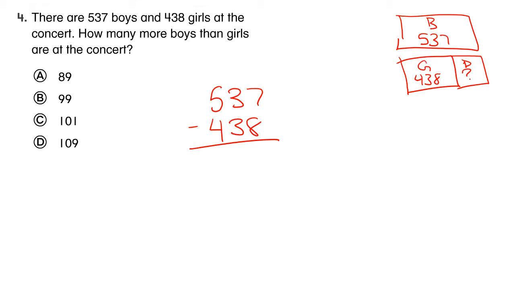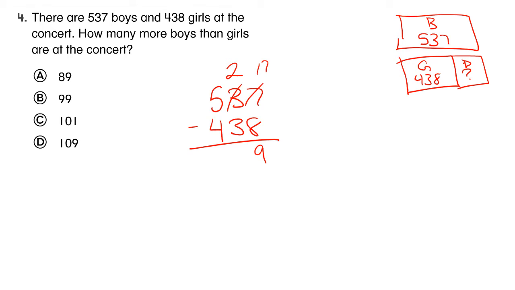And I'm looking at each place value. In the ones, the number on the bottom, the number in the subtrahend, is larger than the number in the minuend. So I do have to regroup. I can't take 8 from 7. So I have to take a 10 from the 30 and add those 10 ones to our 7. Now I can subtract 17 minus 8, which is 9.